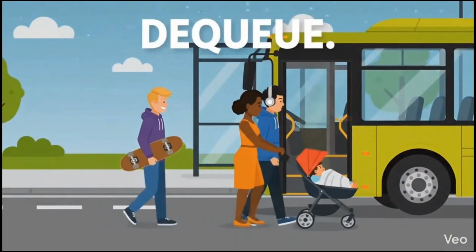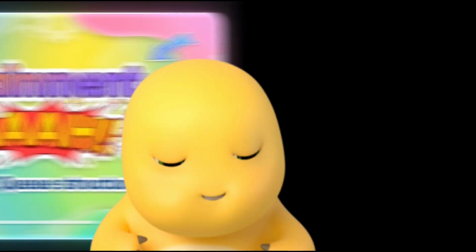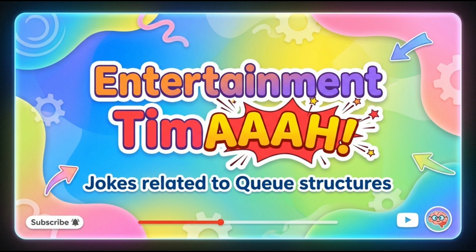After one person enters the bus, the next person moves forward and becomes the new front. This process continues with new passengers joining at the back and others leaving from the front. Because of this, the first person who arrives is always the first to ride the bus. This shows how queues help maintain order in everyday situations. So remember, a queue works using first in, first out. The first one in line is always the first one out. That's how things stay organized and fair.